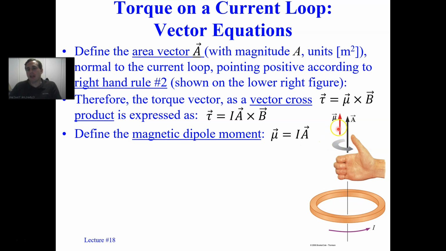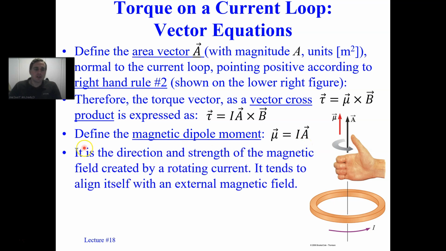Notice the magnetic dipole moment is basically the direction of the North Pole axis. If this electric current in this loop produces its own magnetism, which it will, the North Pole will be in the direction of the area vector. So the magnetic dipole moment will always be in the direction of the area vector. Okay. So this magnetic dipole moment is the direction and strength of the magnetic field created by a rotating current. It tends to align itself with an external magnetic field.